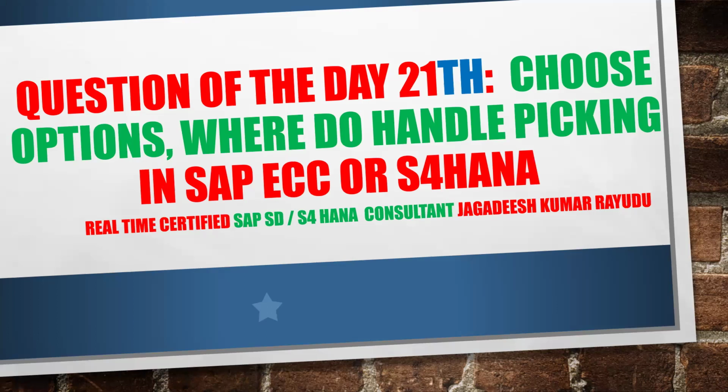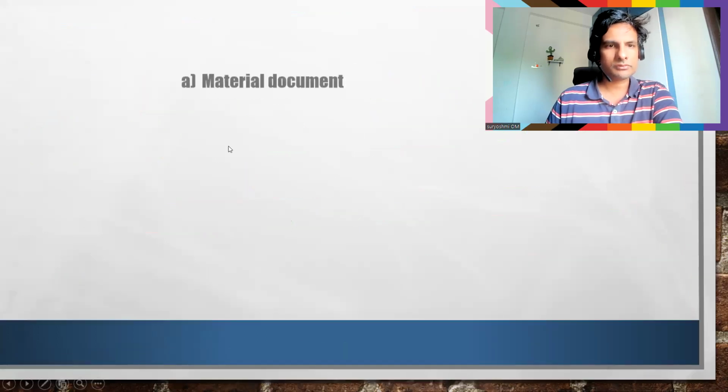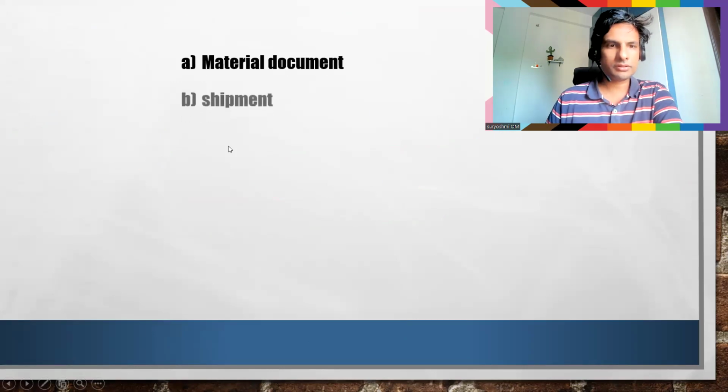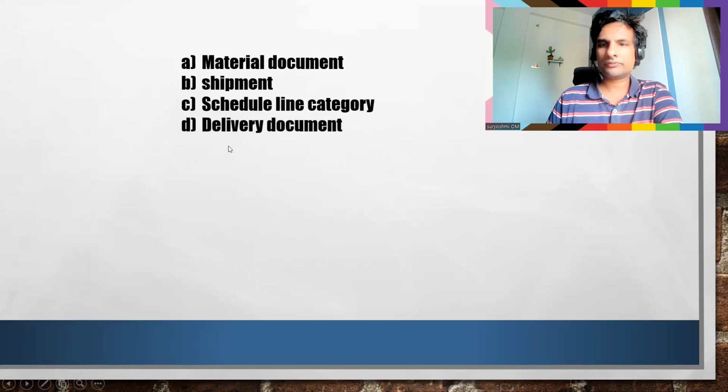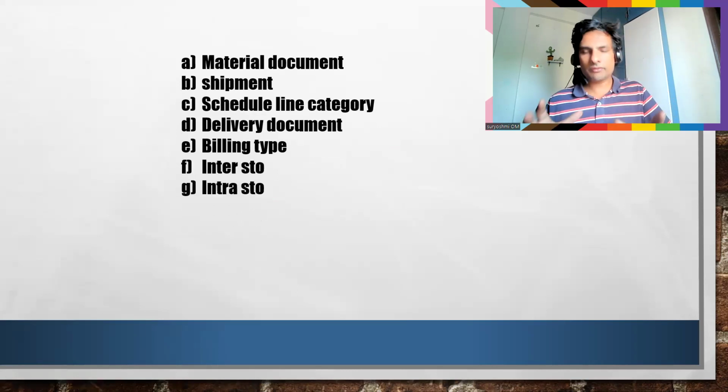Okay. Probably this is not an entry question. It might come like a certification question to check your observations while learning. Okay. Let's see this. What are the options we have? Material document, shipment document, schedule line category, delivery document, billing type, inter STO, intra STO. All these are the different multiple options.